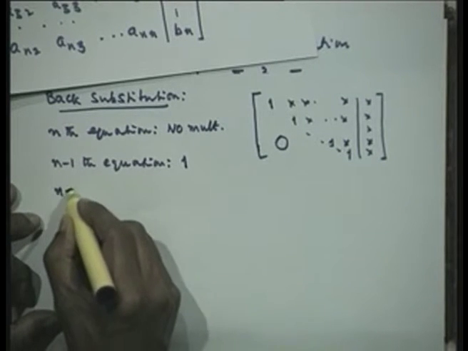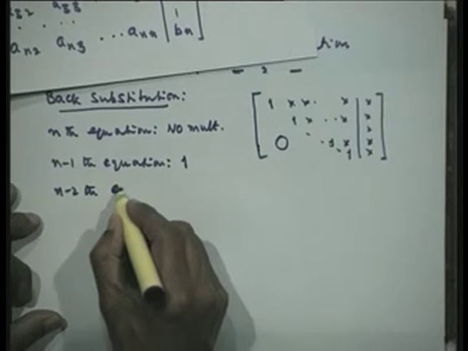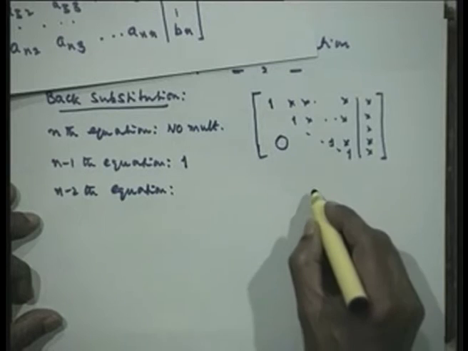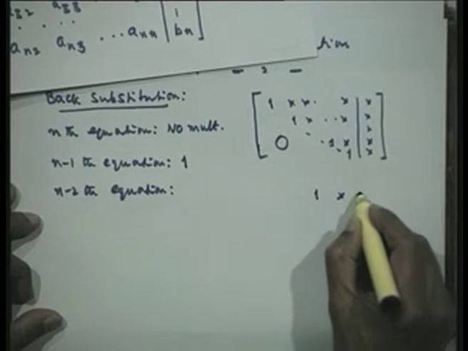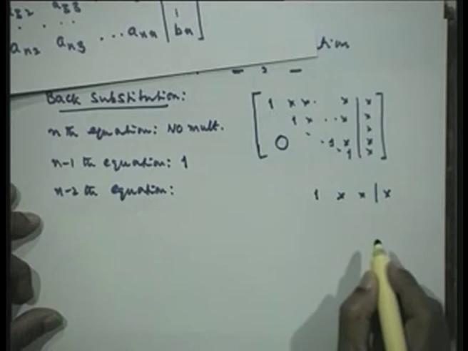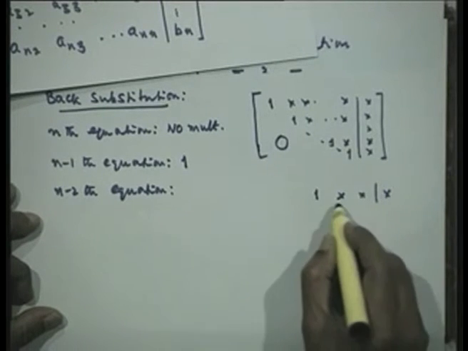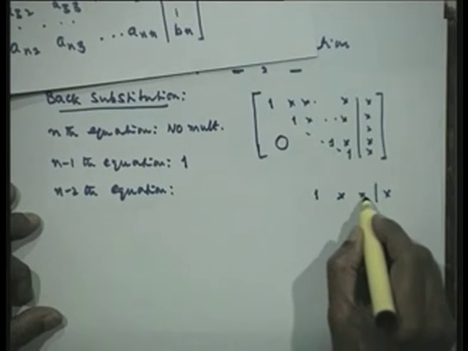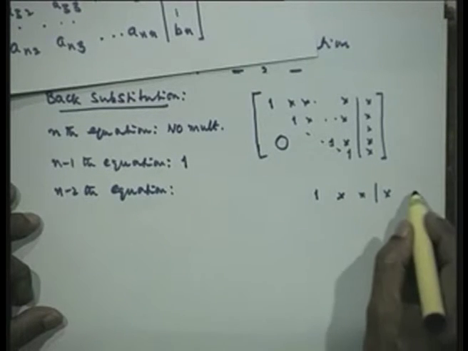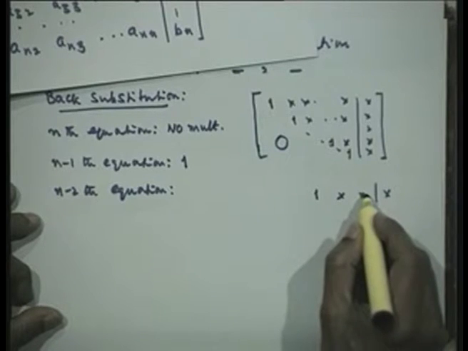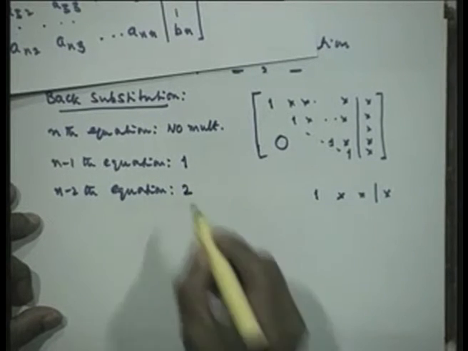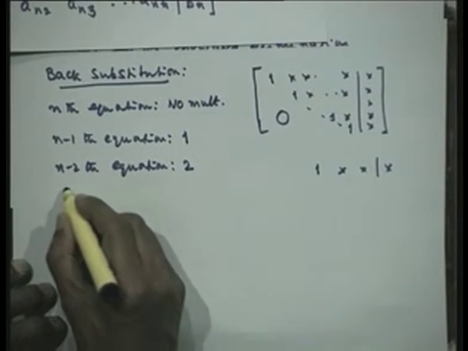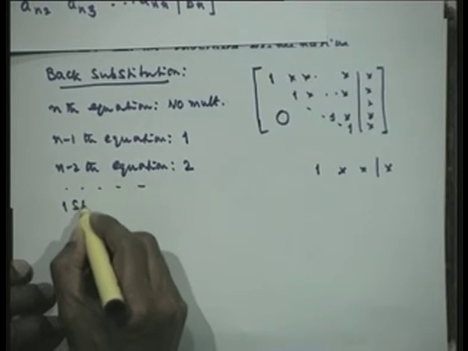Now, go to the n minus 2th equation. The n minus 2th equation is looking like 1, element here. Now, the solutions of x n minus 1 and x n were determined. Therefore, I am multiplying these, taking to the right hand side and subtracting. So, I have got two multiplications to be done here, and so on. I go to the first equation.